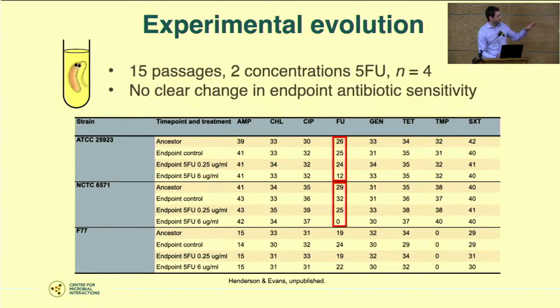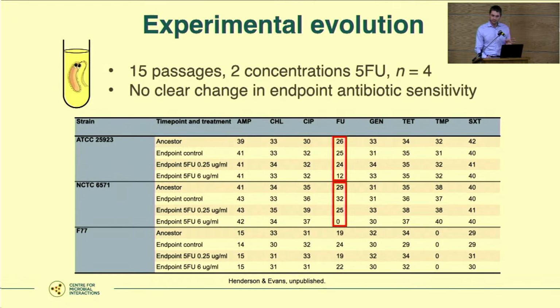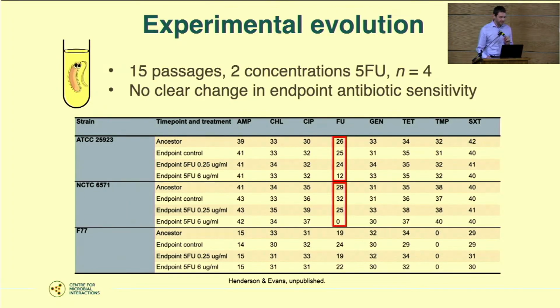This is disk sensitivity data, so this is disk zone diameters, but we saw no difference at all in any of the antibiotics. So that seems like good news, but we're cautious because these endpoint assays are not very sensitive to what is actually going on in the organisms over time, and selection can act on very small differences. So that might not be the whole picture.